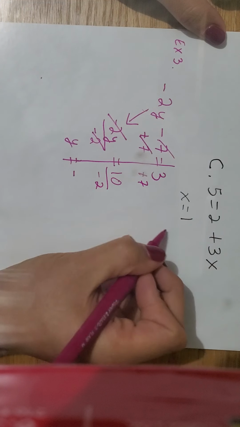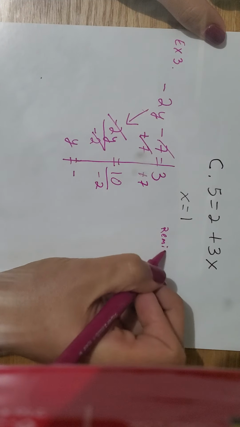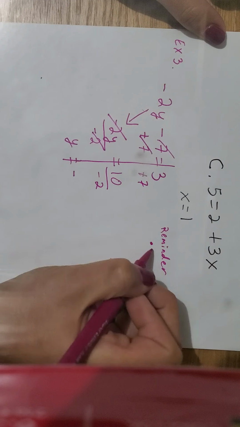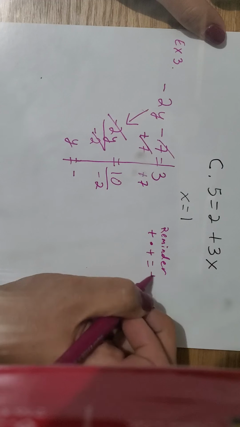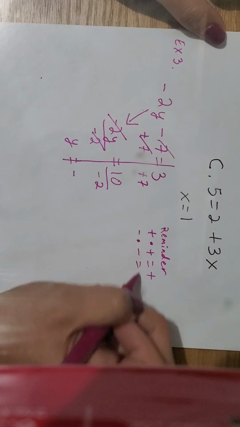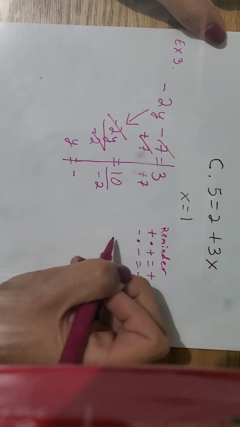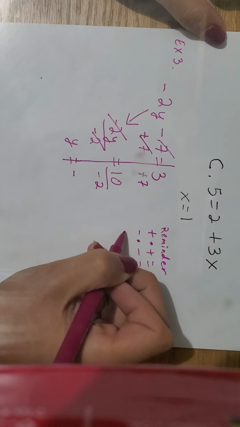So if you need our little reminders, I'm going to put right here, reminder. Positive times positive equals a positive. Negative times a negative equals a positive. Negative times a positive equals a negative. Positive times a negative equals a negative. Okay? So only when the signs are the same is it positive, and when they're different is it negative. So they're different, right? This is positive 10.